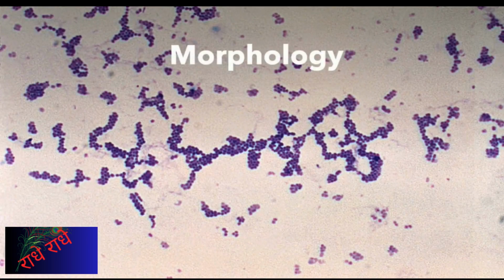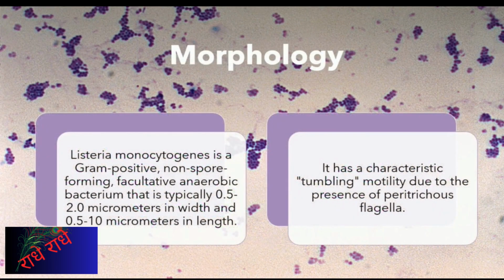Listeria monocytogenes is a gram-positive bacterium that can be identified through its tumbling motility caused by the presence of peritrichous flagella. It measures 0.5 to 2.0 micrometers in width and 0.5 to 10 micrometers in length, which makes it distinct from its peers and allows for further study.